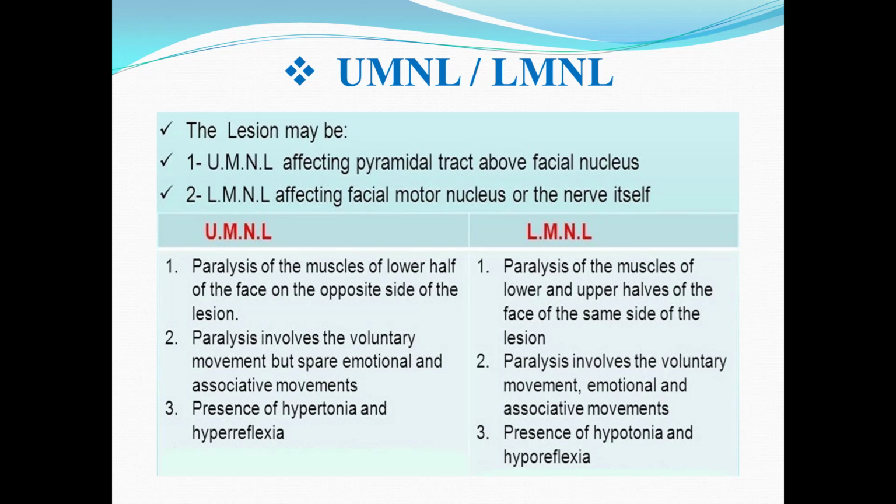The comparison between upper motor neuron lesion and lower motor neuron lesion depends on 2 facts: the difference between the pyramidal supply of upper and lower halves of the motor nucleus, and preservation of the extrapyramidal fibers in upper motor neuron lesions.